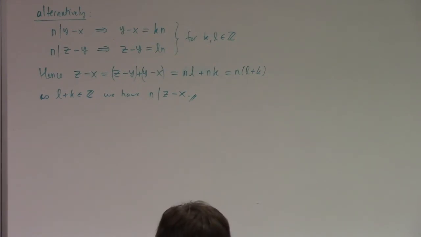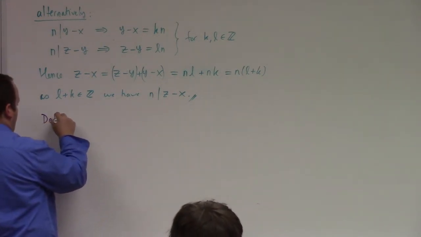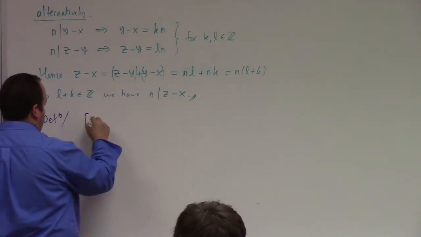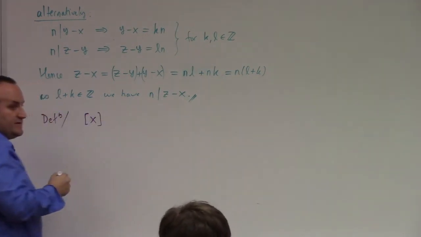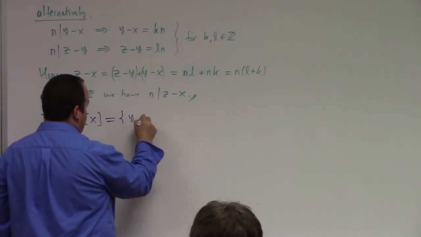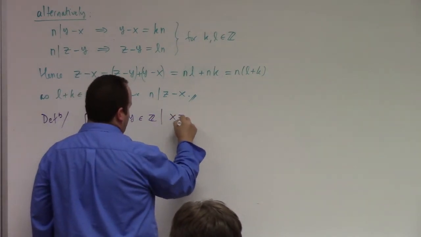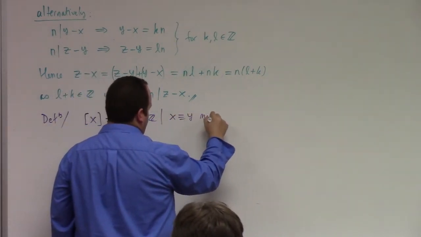All right, so congruence modulo n forms an equivalence relation on Z. And so then it's convenient, of course, to introduce some notation. First of all, we can say [x], that's the equivalence class containing x. So what's that going to be? That's going to be the y in Z such that x is congruent to y mod n.